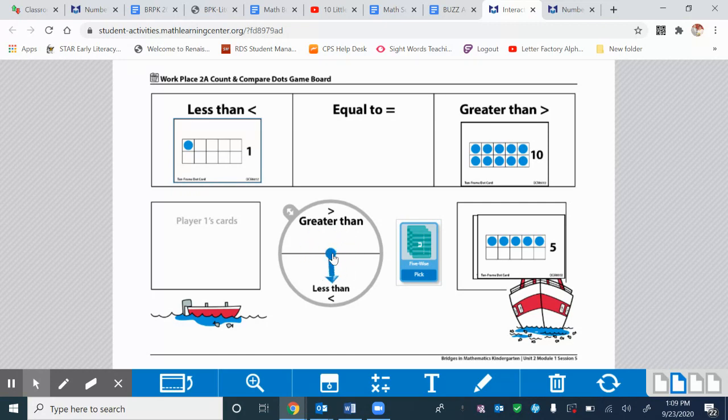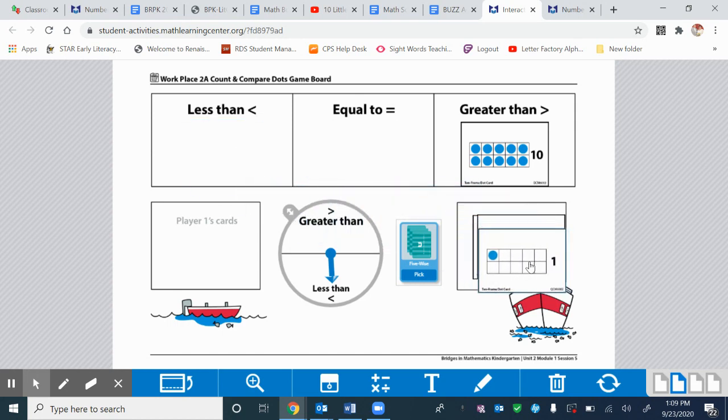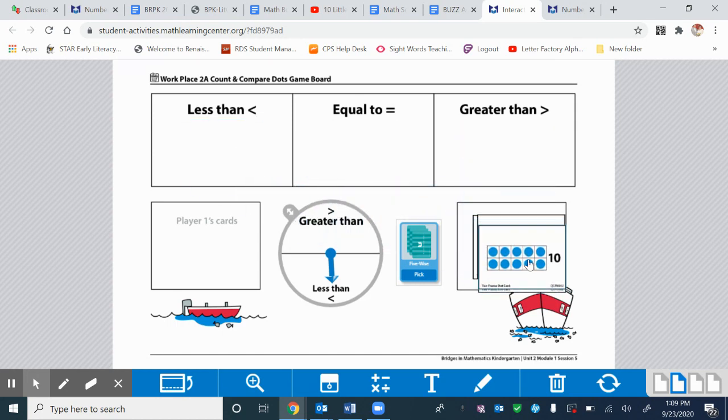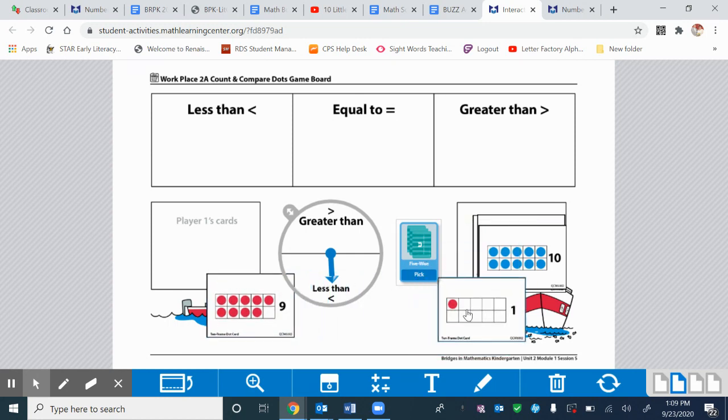Here we go. Oop, less than 1 again. Player 2 is rocking it. So they get to keep both cards over on their side. All right, let's go again. Player 1 picks their card, and player 2 picks their card.